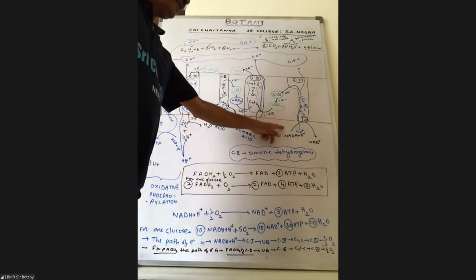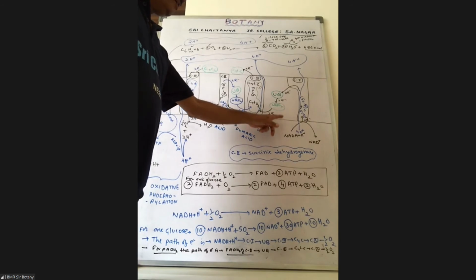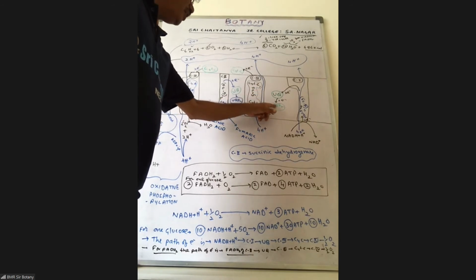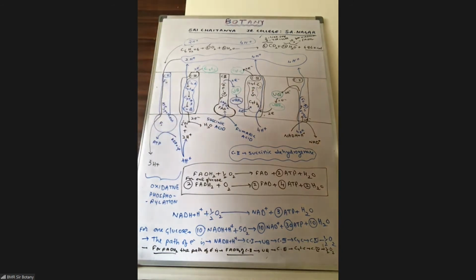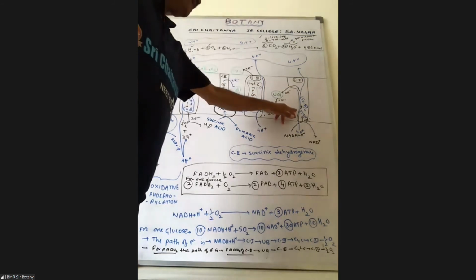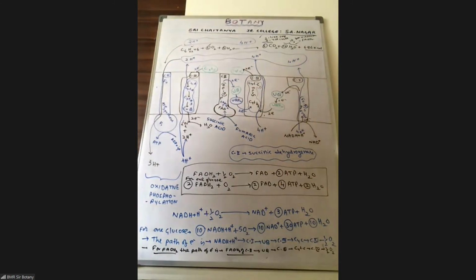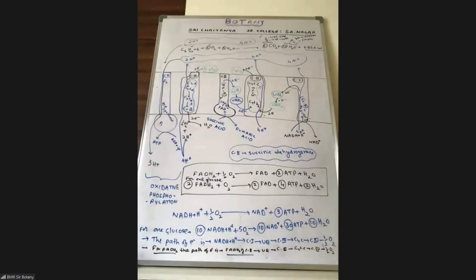Whatever the substrate, electrons to complex 3 are essentially via ubiquinone. So ubiquinone is transferring electrons between complex 1 and 3, and also between 2 and 3. That is the speciality of ubiquinone. Understood? Yes, sir. Okay. Still any doubts? Tell me.